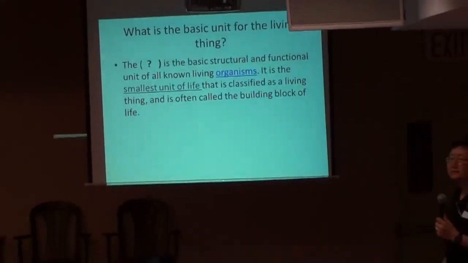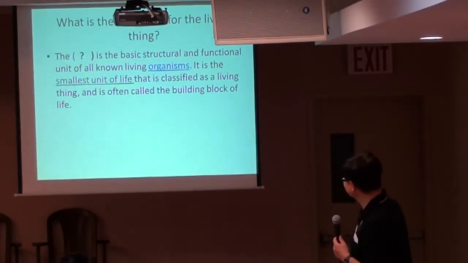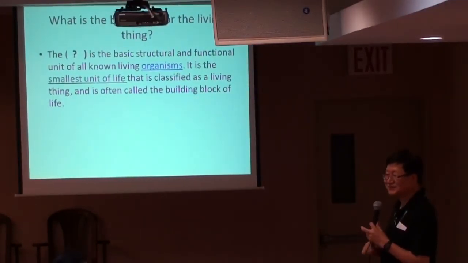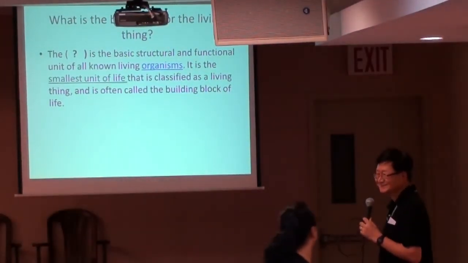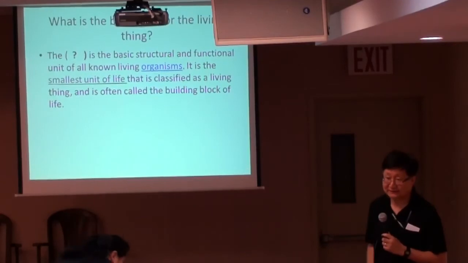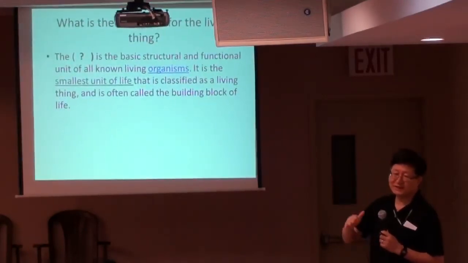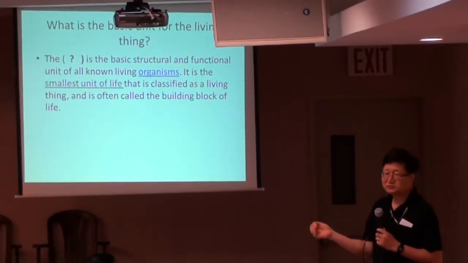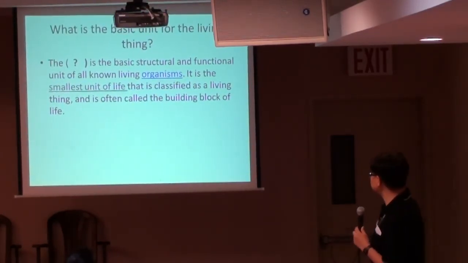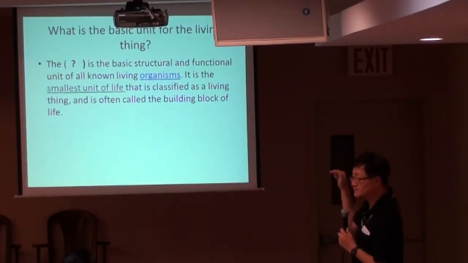Yes? Cell. Yes, it's cell. Thank you. I told you, this is ninth grade level. The answer is cell. From the cell, we can say this is a living thing. Before the cell is not a living thing. That's what we call chemical evolution. Usually, bio evolution is from cell and above. That's bio. So in order to be a living thing, it first has to be a cell.